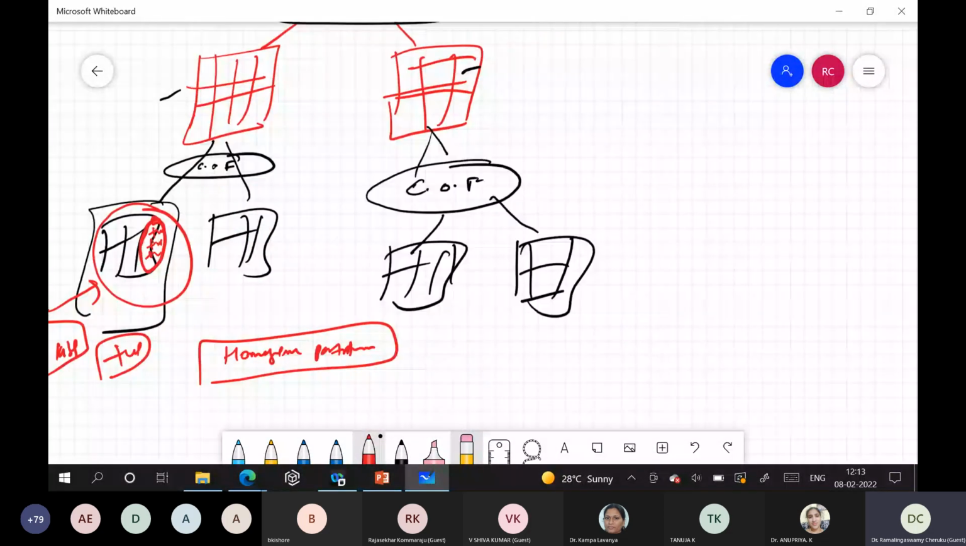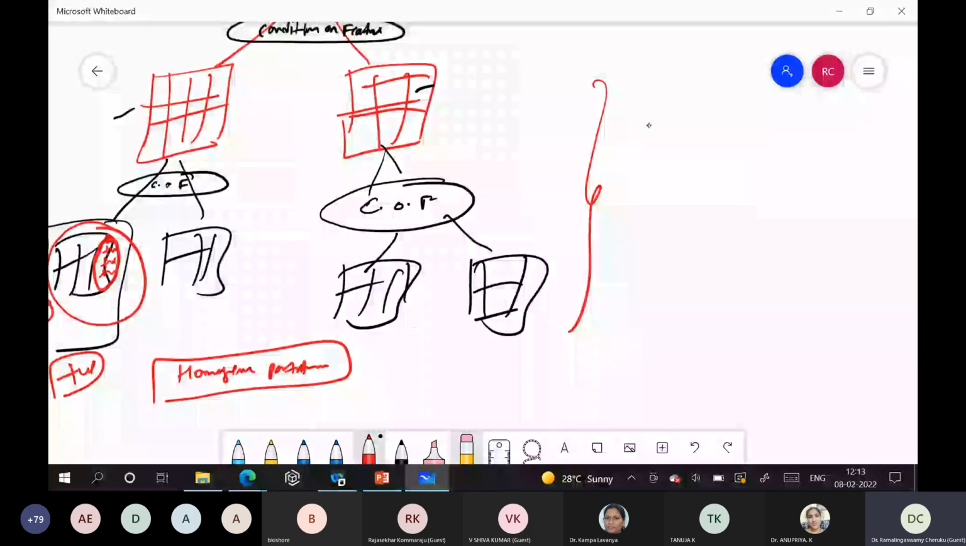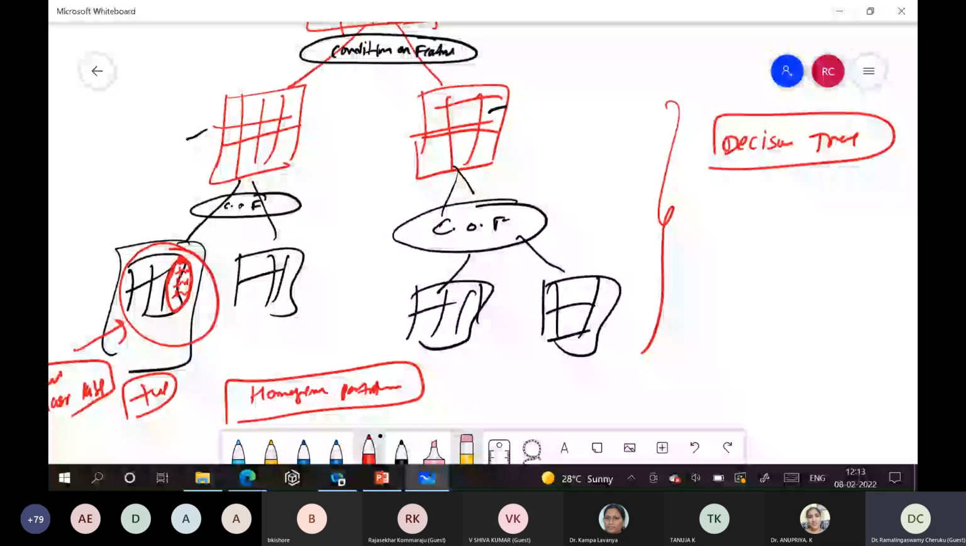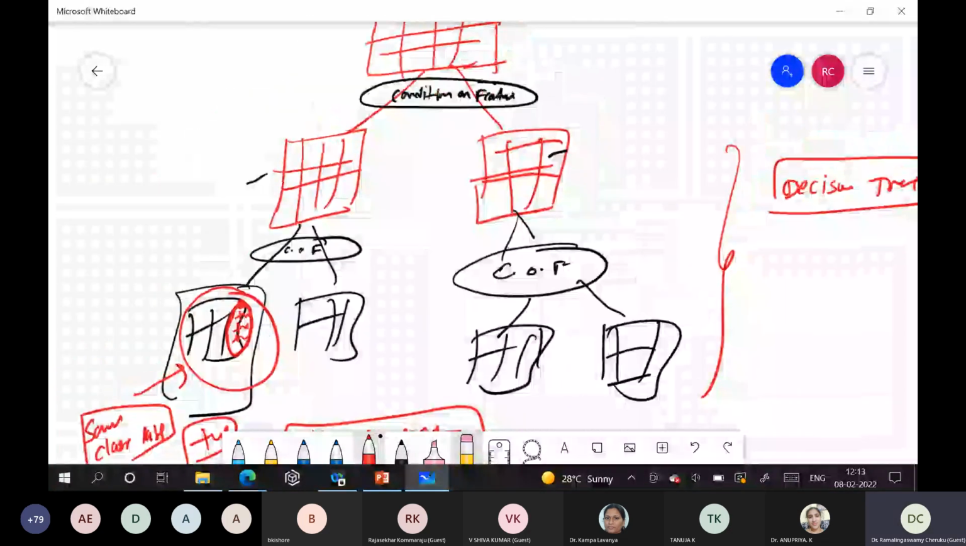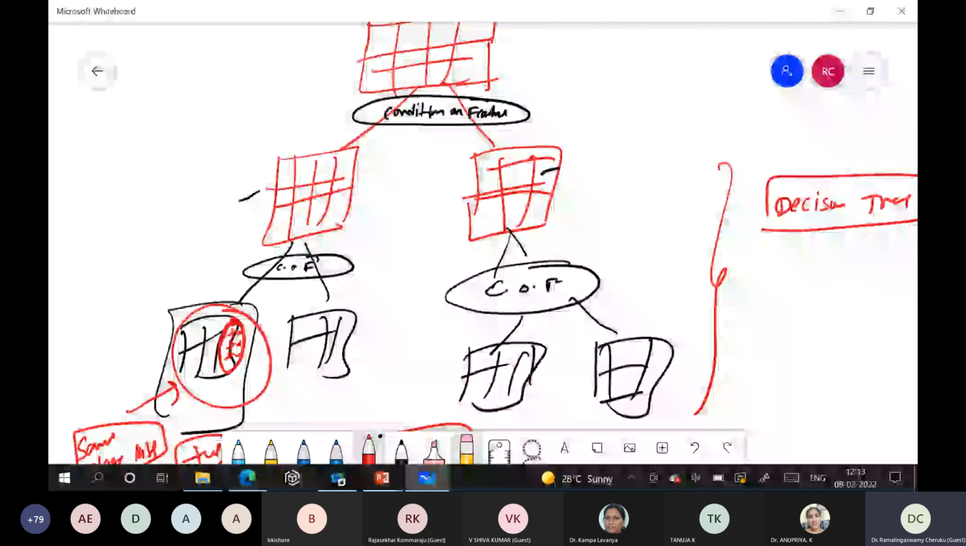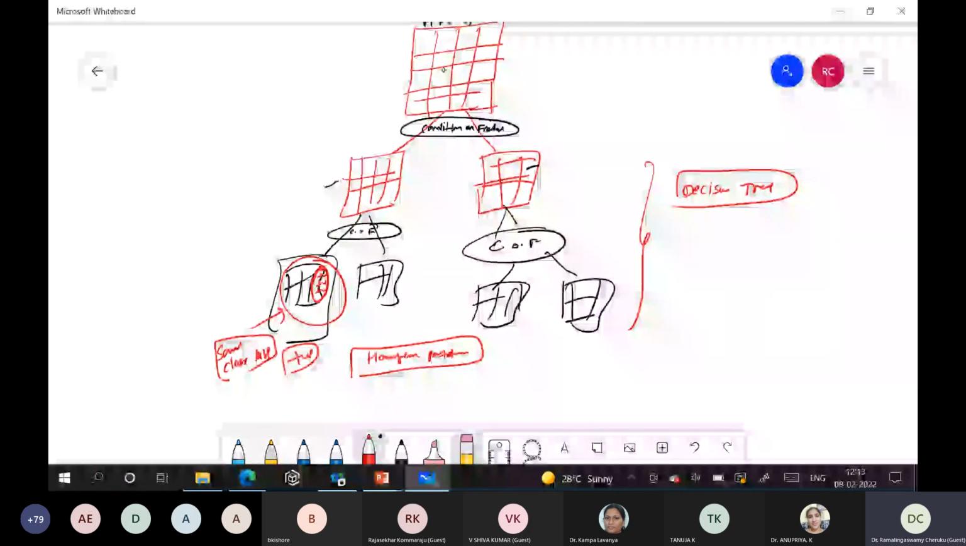This tree has a peculiar name, called a decision tree, because this tree helps us to make certain decisions. When you traverse from the root to the leaf, you come to one decision, meaning you can classify whether a sample is the positive class or the negative class. That's the reason this tree is called the decision tree.